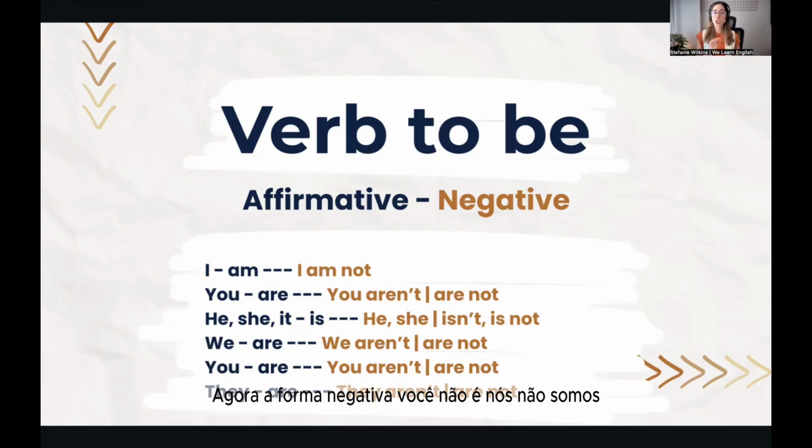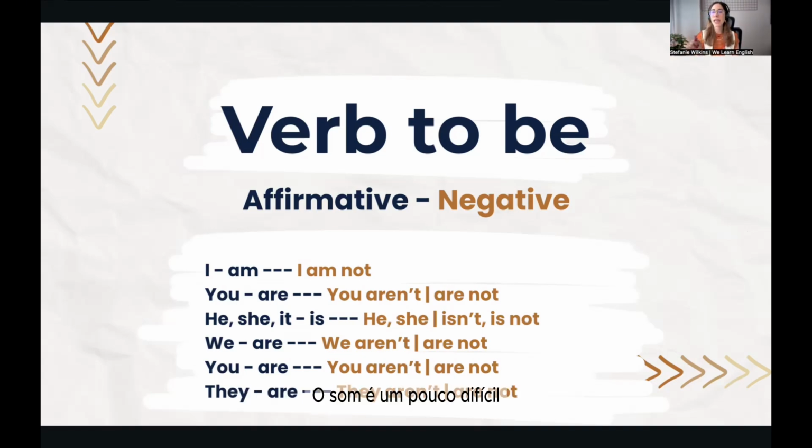Now the negative form, you are not, we are not, I am not. Simply add the word not, but pay attention. I am not, we don't have the contracted form like amn't. This is super strange. Don't say that. I am not, okay? You are not or you aren't. He is not or he isn't. She's not, she isn't. It is not, it isn't. We're not, we aren't. You are not, you aren't. They are not, they aren't. And here, another tip of pronunciation for you is the.